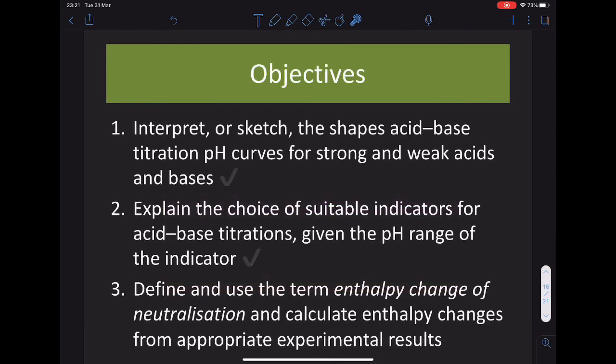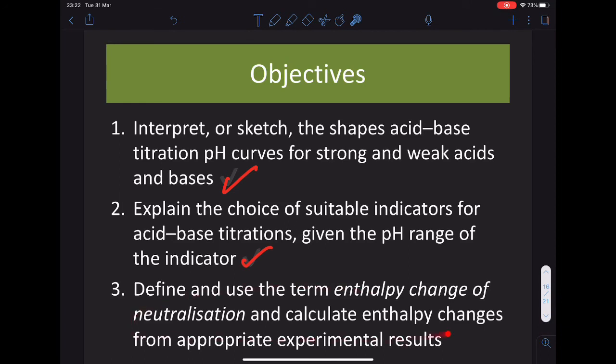So now we've covered how to interpret and sketch the shapes of pH curves for different acid-base combinations, whether it's a strong acid with a strong base or whether it's a strong acid with a weak base and so on. So we covered this part of the syllabus. We also looked at how to choose a suitable indicator by looking at the pH curve for the titration and whether the range of the indicator fits within the vertical section of that pH curve.